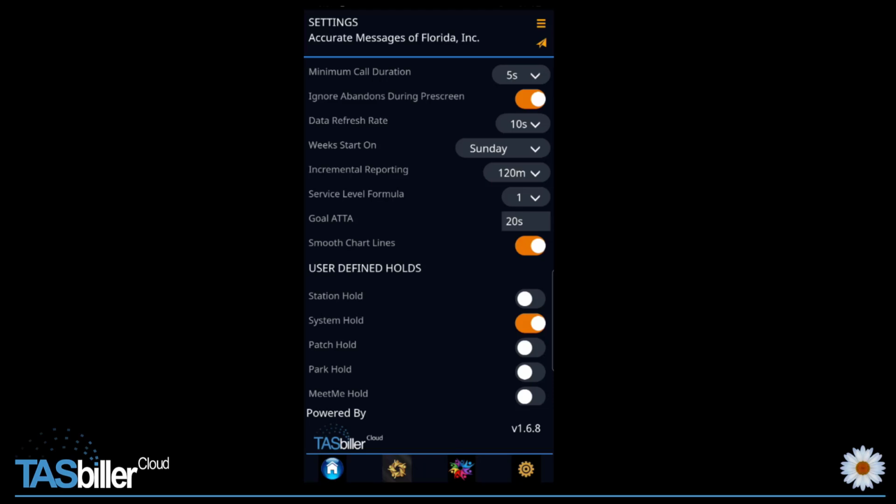So for me, if a call is less than 5 seconds, we don't include it when we do our service level calculations. Same thing for calls that abandoned during the pre-screen. I have that turned on so that we ignore calls that abandoned during the pre-screen, because the pre-screen is designed to filter out calls. So you don't want to be penalized for calls that abandoned during the pre-screen. That's the function of the pre-screen.